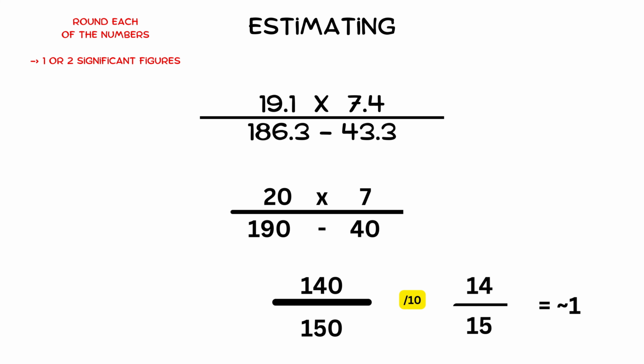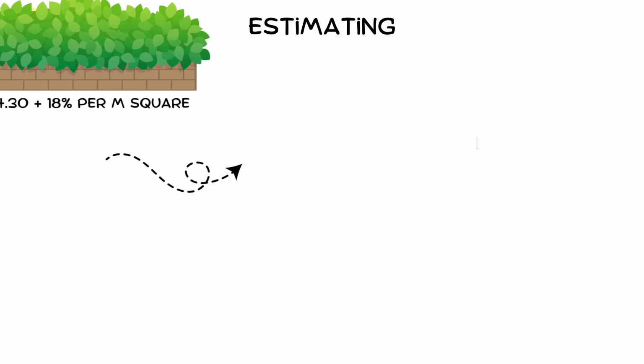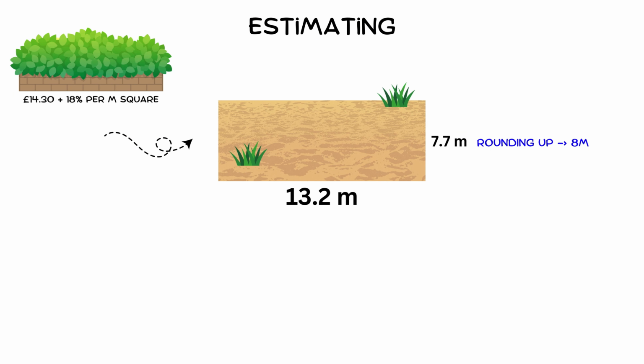Sometimes you might need to use estimation within a real-life scenario. For example, imagine that we want to lay down some astroturf in a garden. The garden is 13.2 meters by 7.7 meters, and the astroturf is 14 pounds 30, plus 18 tax per square meter. And we need to estimate how much the turf will cost altogether.